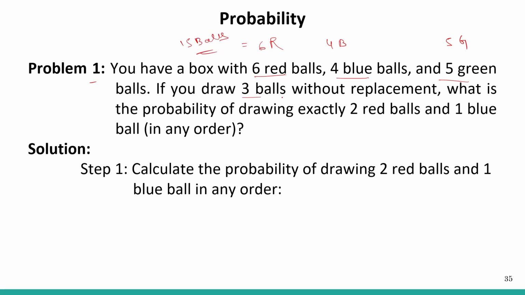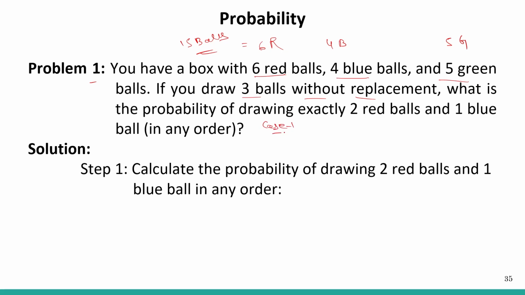So you draw 3 balls without replacement. What is the probability of drawing exactly 2 red balls and 1 blue ball, in any order? So this can be divided into 2 mutually independent cases. We can evaluate the individual probability of those cases and then sum them up. So let's see case 1.